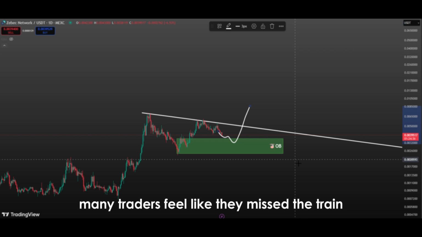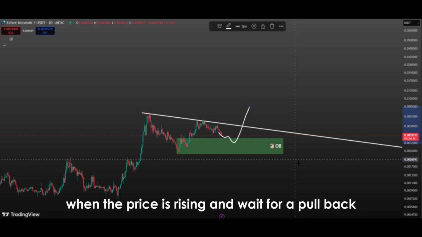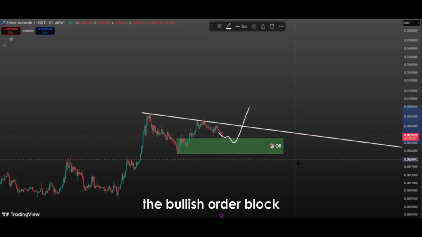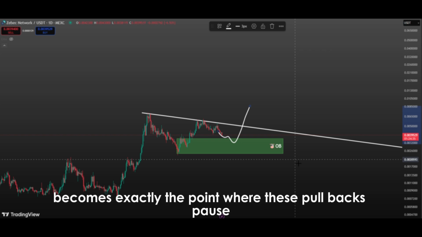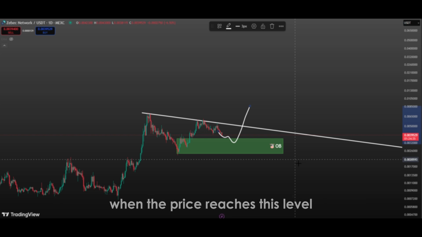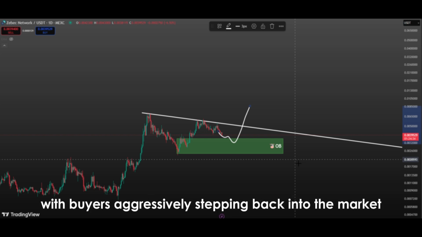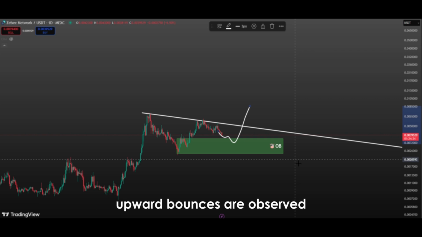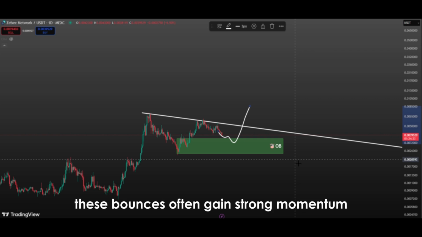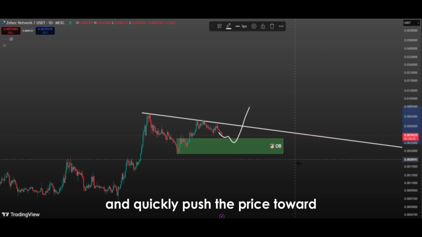Many traders feel like they missed the train when the price is rising and wait for a pullback. The bullish order block becomes exactly the point where these pullbacks pause. When the price reaches this level, with buyers aggressively stepping back into the market, upward bounces are observed. These bounces often gain strong momentum and quickly push the price toward testing significant resistance levels.